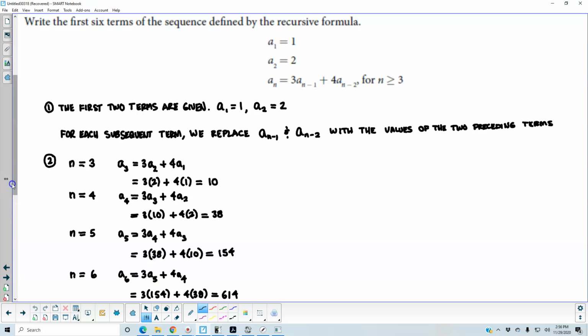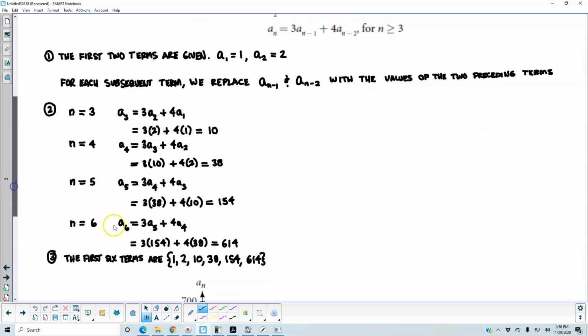Now when n is equal to 5, we're going to plug in 5 in for n. 5 minus 1 is 4, so this is 3 times a subscript 4, plus 5 minus 2 is a subscript 3, which is 4 times the third term. So 3 times the fourth term, which is 38, 3 times 38, plus 4 times the third term, which is 10, 4 times 10. 3 times 38 plus 4 times 10 gives us 154.